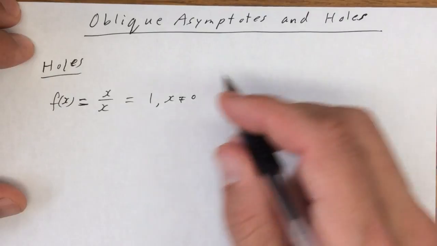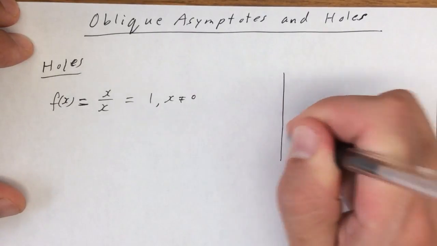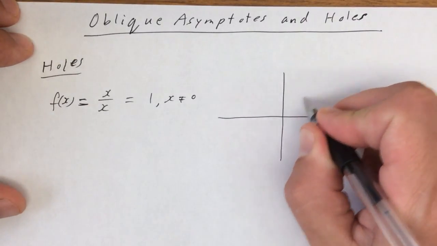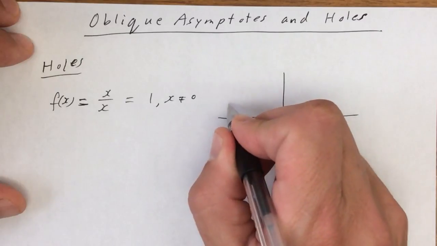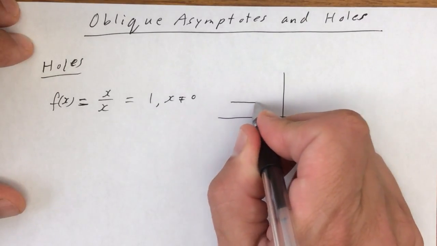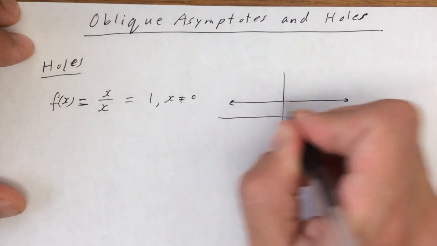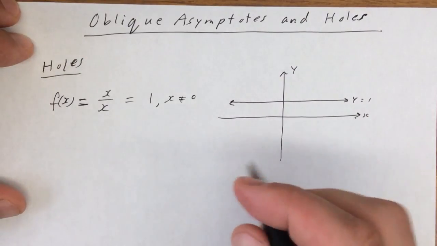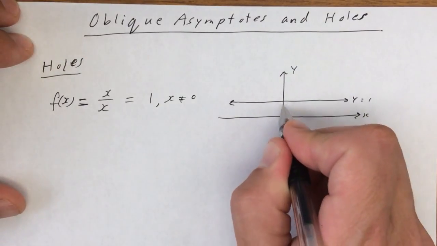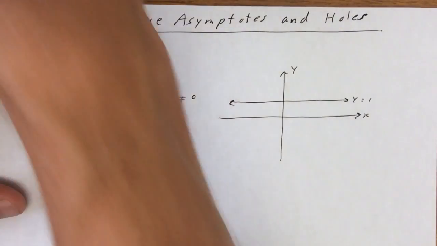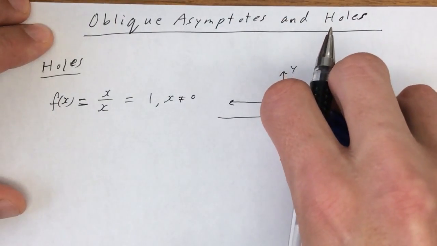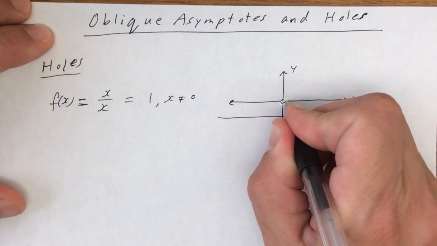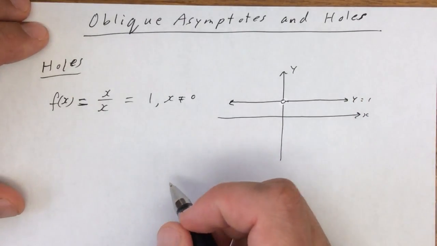So if you had to graph this, well, graphing the function y equals 1 is just a horizontal line going across through y equal to 1. There's the x-axis, there's the y-axis. Except now, at x equal to 0 it can't be defined there, so I can't have a dot there. So I'm just going to make a little white out there, and what we put in here is a hole. Okay, so that graph has a hole in it.